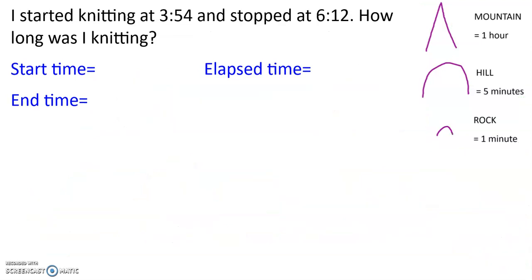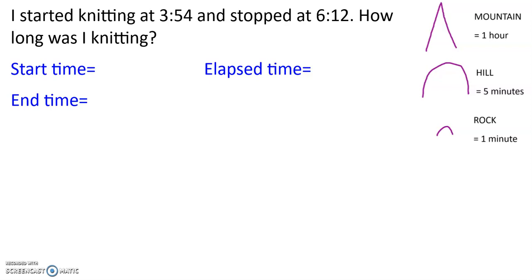Let's look at a different one. And you can work this one with me on your own paper. We can kind of work it together. I started knitting at 3:54 and stopped at 6:12. How long was I knitting?